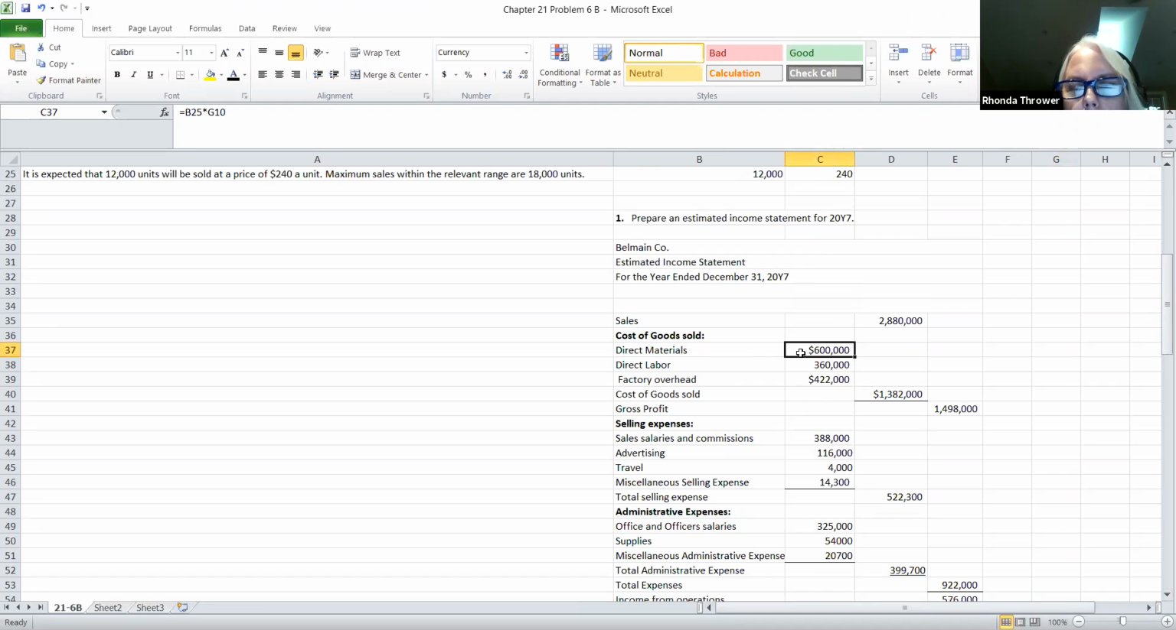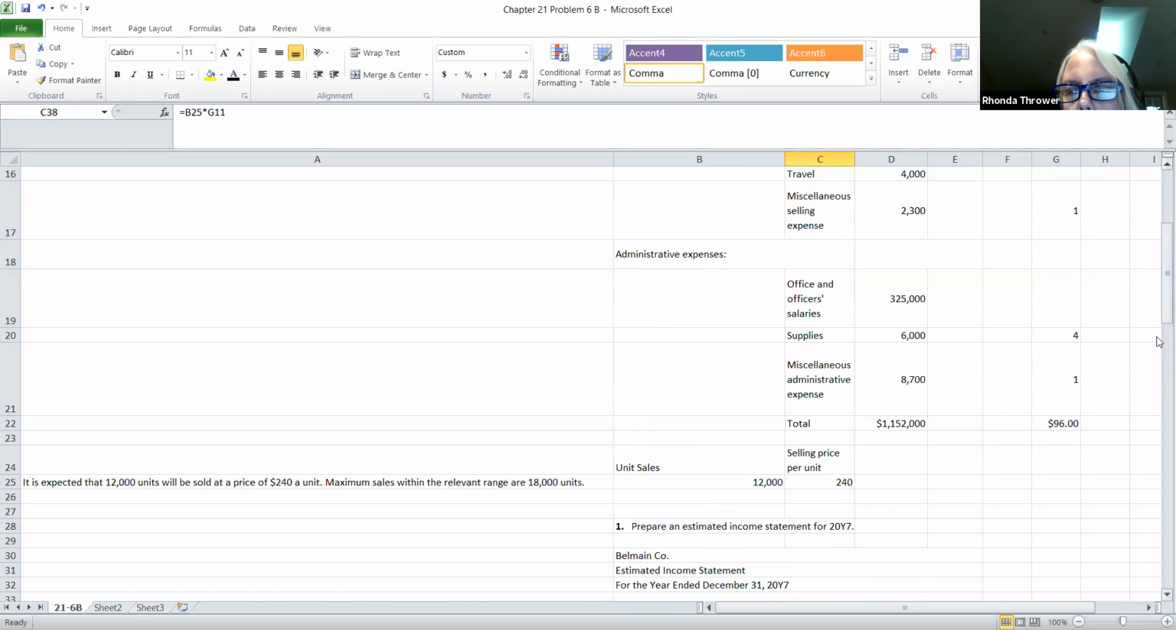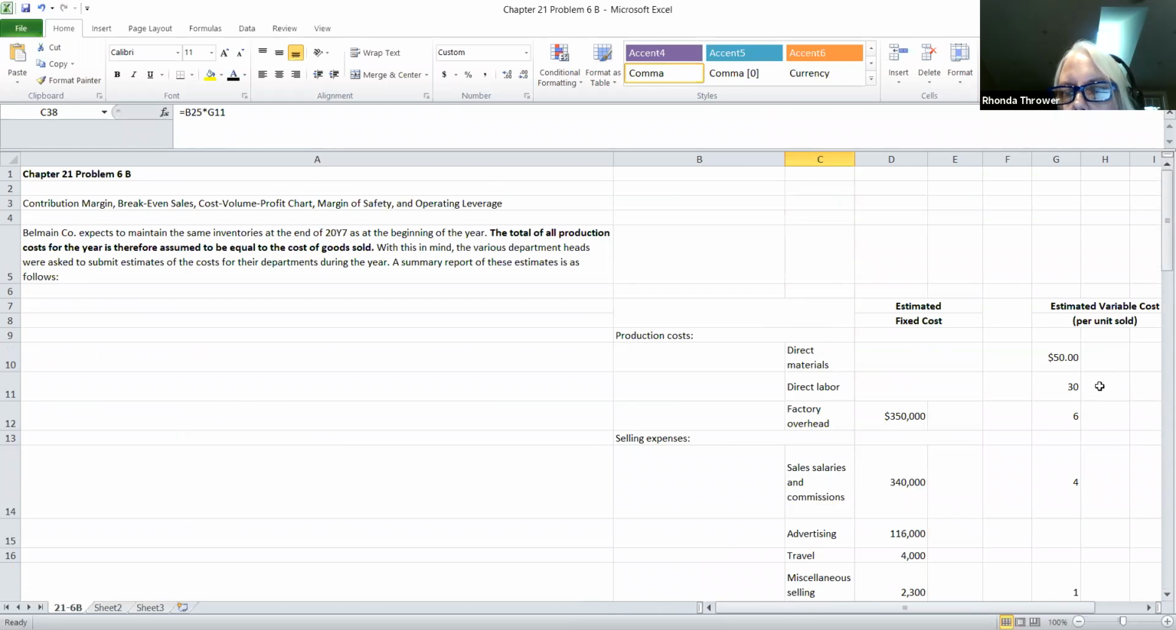So this $600,000 amount came from taking the expected sales in units, which was 12,000, and multiplying it by the variable cost per unit for the direct materials. And when you do that, that will give you a total variable cost for direct materials of $600,000. Your direct labor is calculated similarly because direct labor is a variable cost.